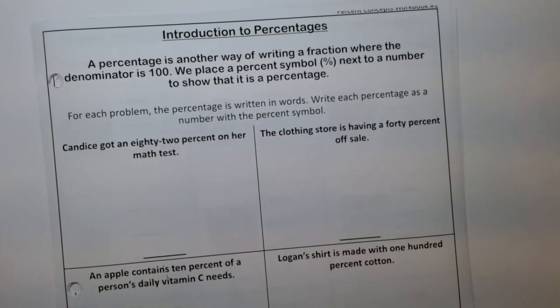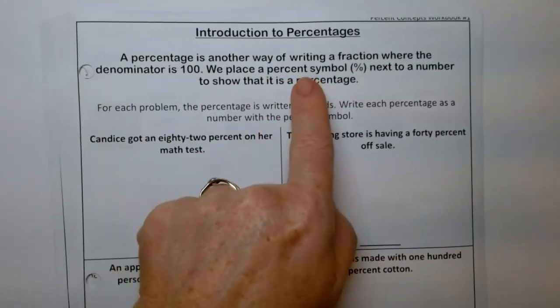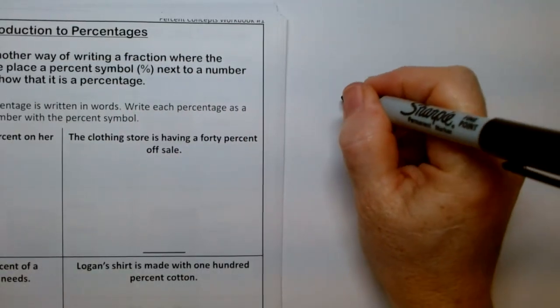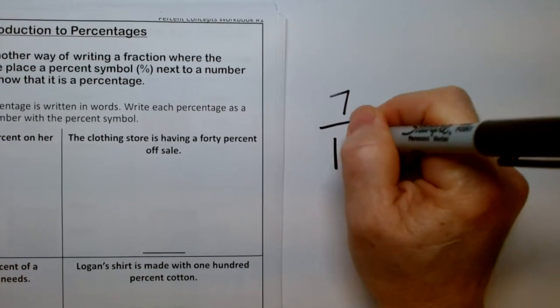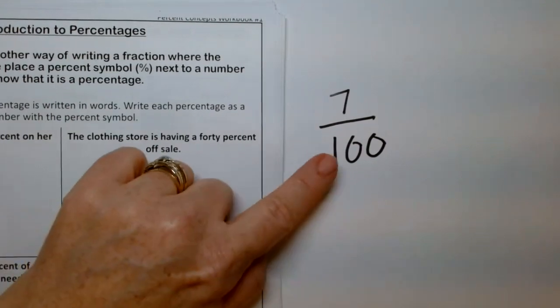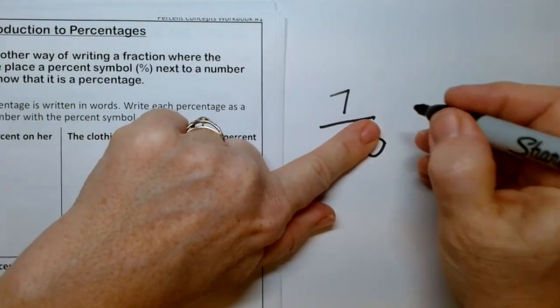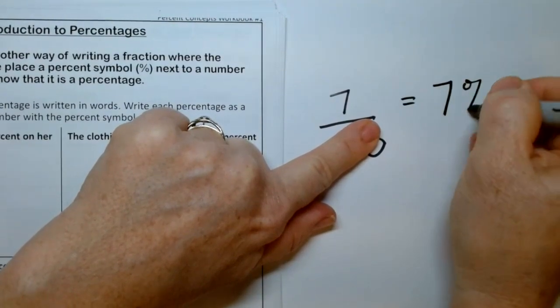All right, so how is a percent an expression of a fraction? I have an official definition here. If I have a fraction, suppose I have 7 over 100, what's the percent? If the bottom is 100, the percent is just the number on top. So this would be equal to 7%.